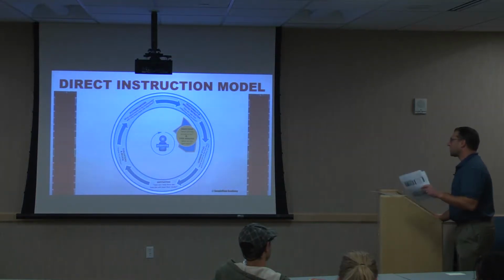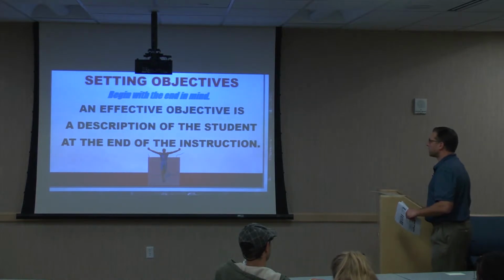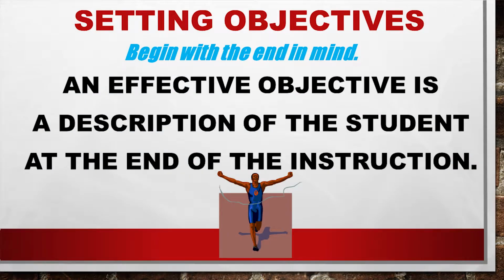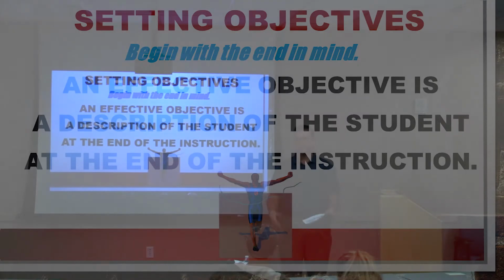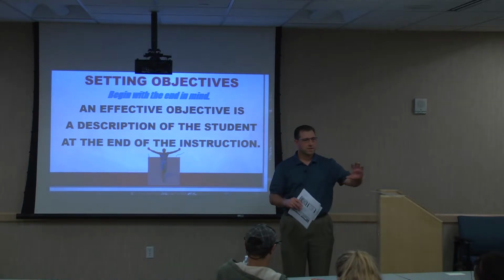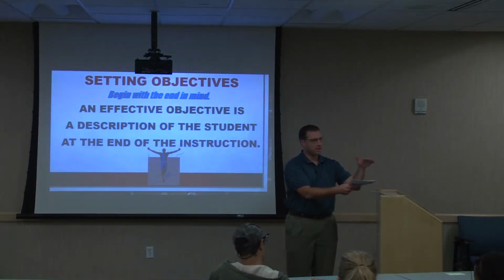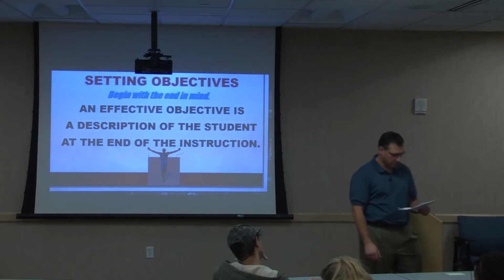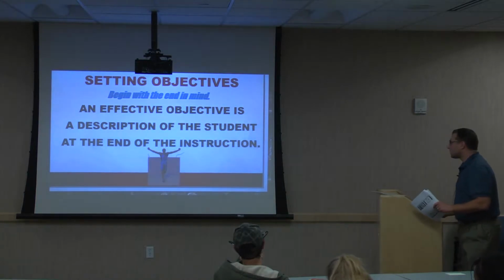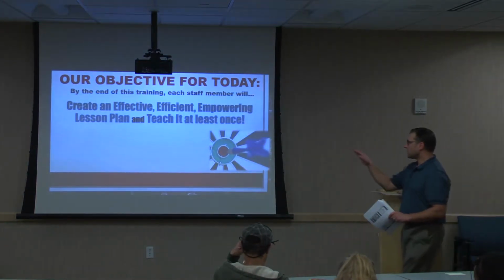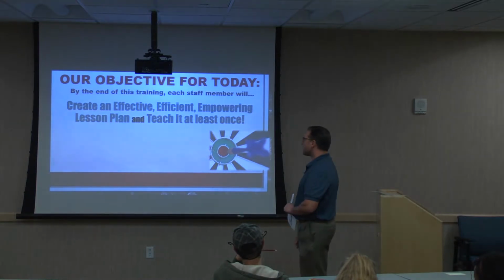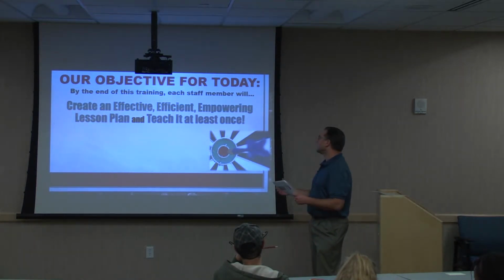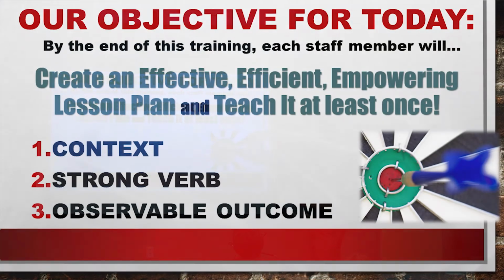So let's talk about objectives and task analysis, and I'll use that a little bit as an example. Okay, so an objective is a description of the student at the end of the instruction. When you're sitting down with the student, what is it that you want the student to do after we're done teaching? What is that outcome, that objective that we're shooting for? Here's an example of how to write an objective. It says, by the end of this training, each staff member will create an effective, efficient, empowering lesson plan and teach it at least once.